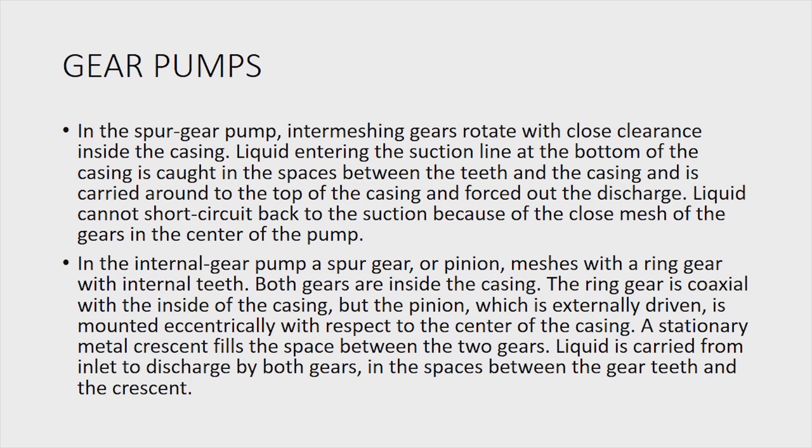The liquid is carried in the space between the gear teeth and the crescent. The most important feature of an internal gear pump is its crescent, which is a stationary metal crescent that is not present in a spur gear pump.